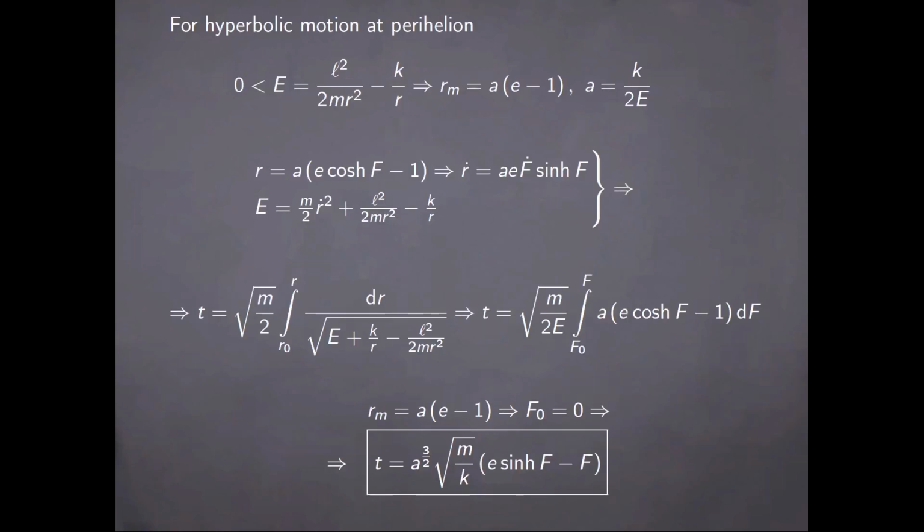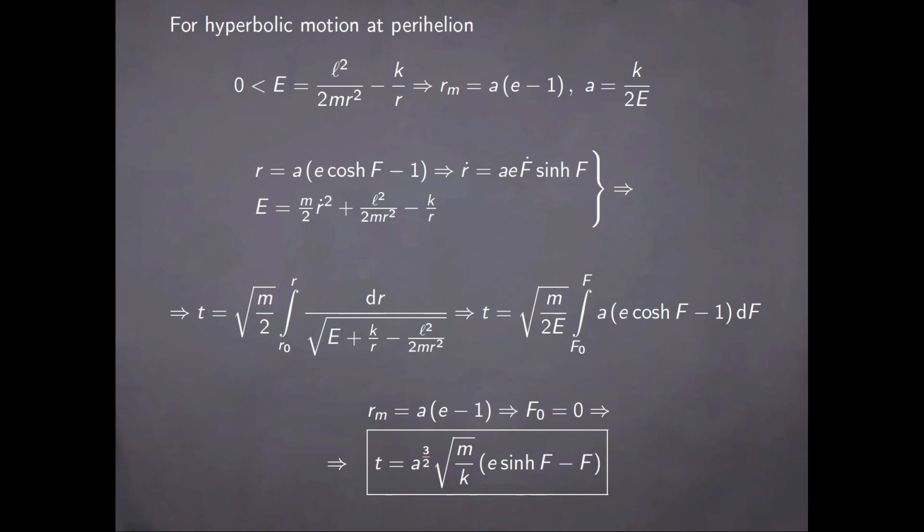For the case of hyperbolic motion, we can begin by looking at the situation at perihelion. So in this case, the energy is positive. At perihelion, it will have this expression, and we can find the perihelion radius immediately as being given by this quantity, with the constant A being equal to K divided by 2 times the energy. So it's a very similar expression to the elliptical case, but now this constant no longer has the significance of a semi-major axis.